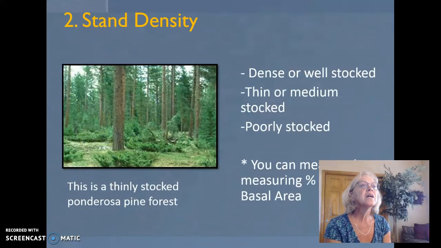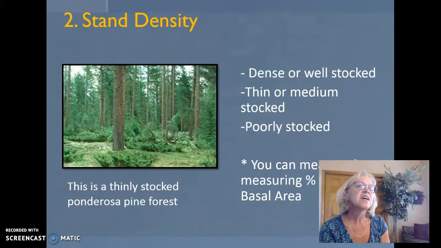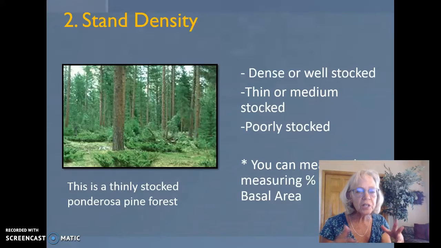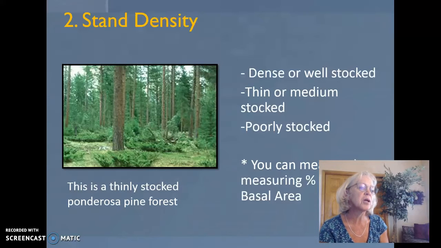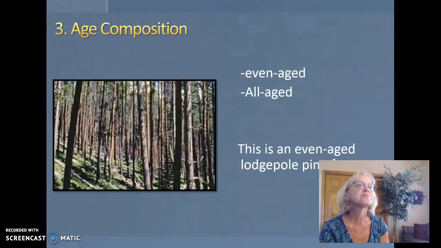The next way is by stand density, and that is whether it's dense or well stocked, which is super crowded, thin or medium stocked, or poorly stocked. And you can measure that by measuring the percent shade or the basal area. And this is an example of a thinly stocked ponderosa pine forest.